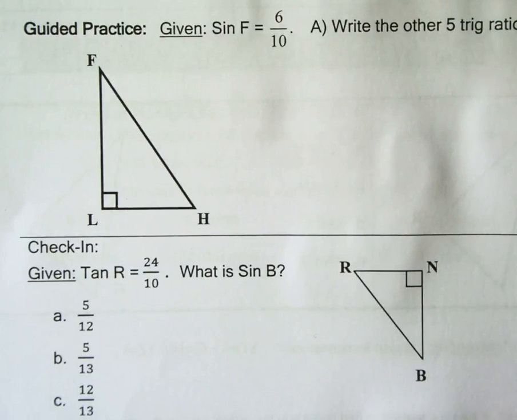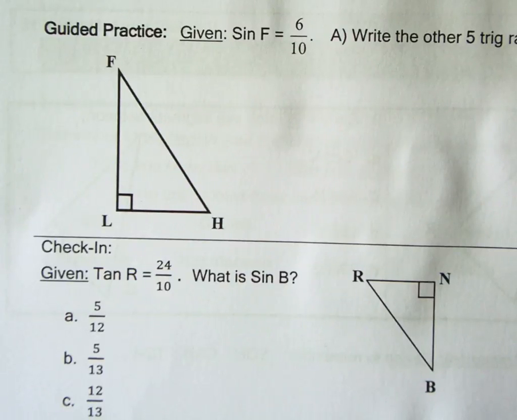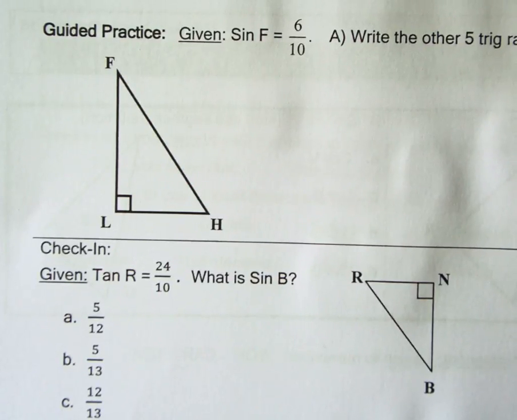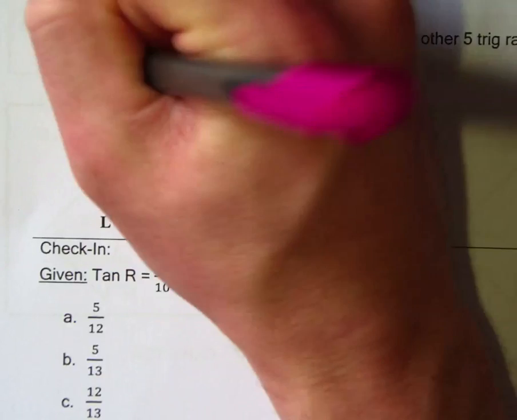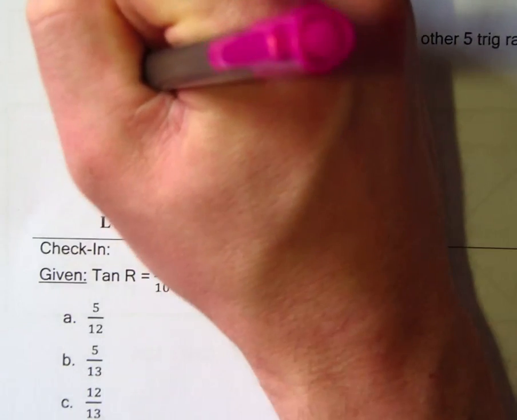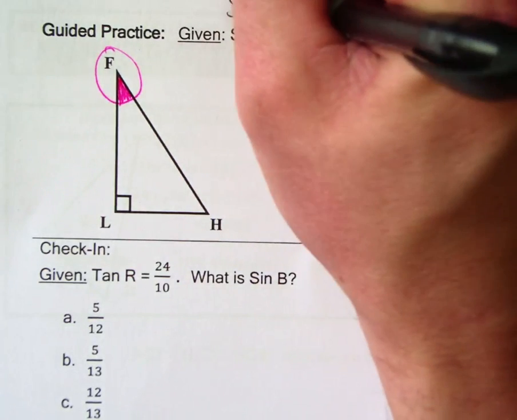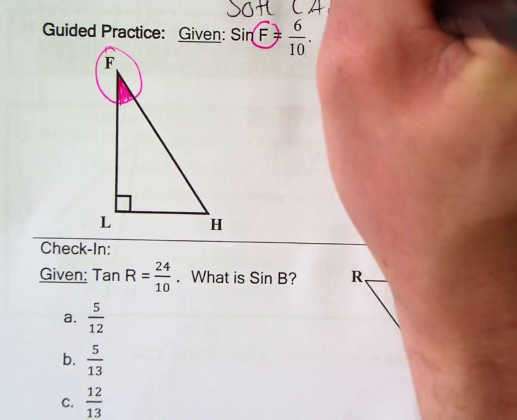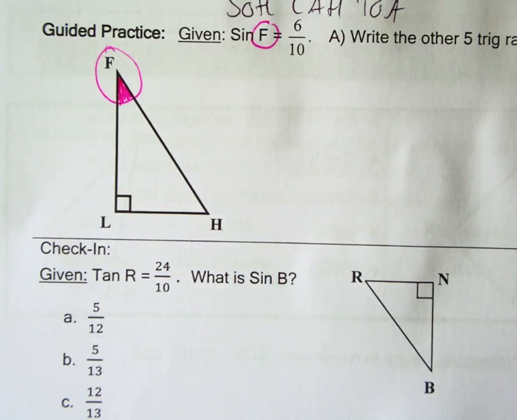Given that sine of F is 6 over 10, could you reduce that right now? Yes. Maybe you want to. Okay, let's just pretend you forgot to reduce. So your reference angle is F, and sine, we know, we're always going to write at the top. SOHCAHTOA. Sine goes with S, so opposite over hypotenuse.